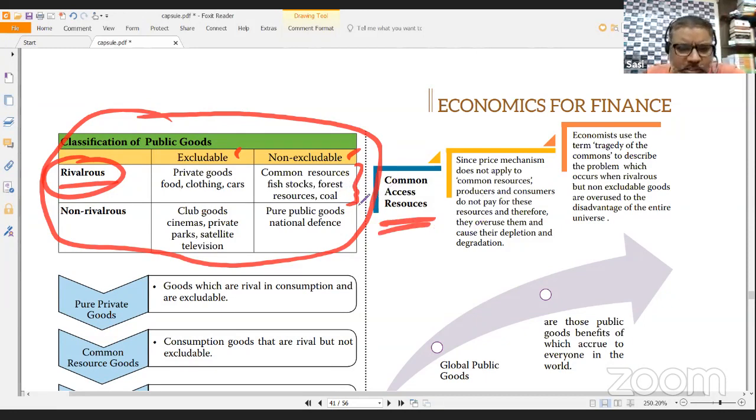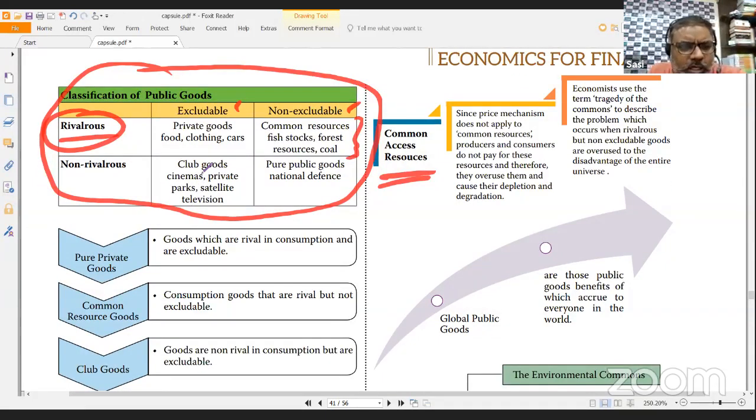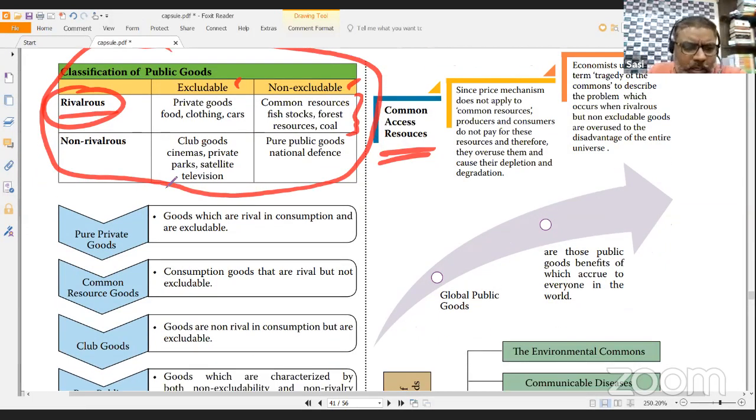These are the common access resources like forest resources, coal, petroleum. Of course, they are made excludable also by the governments. That's a different story. But by nature, they are not excludable. Anybody can just go and fish in the sea. That's fine. But if one person is fishing in one area in the sea and catches too much fish in that area, if another person goes and does the fishing in the same area, he might not get the same amount of fish because it was already taken out by the other person. So it becomes rivalrous. That is why it is rivalrous and non-excludable. That is the nature of common access resources.